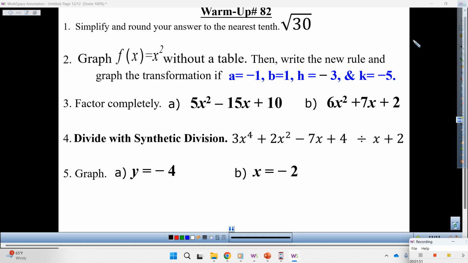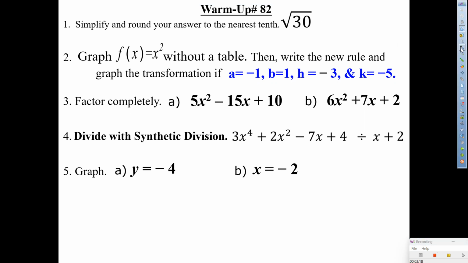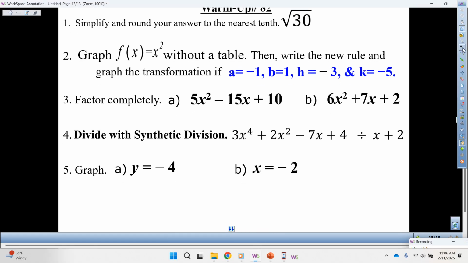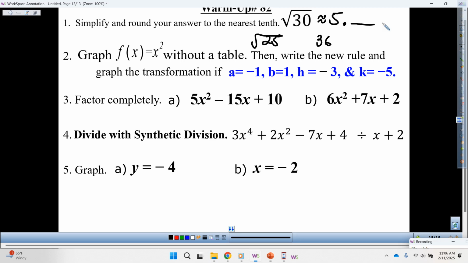So, square root of 30 falls between what two perfect squared numbers? Well, it falls in between 25 and 36. So that means this is going to be approximately, take the smaller number, square root of that is 5 point something. Are we there so far? Yes, Mr. Q. All right.